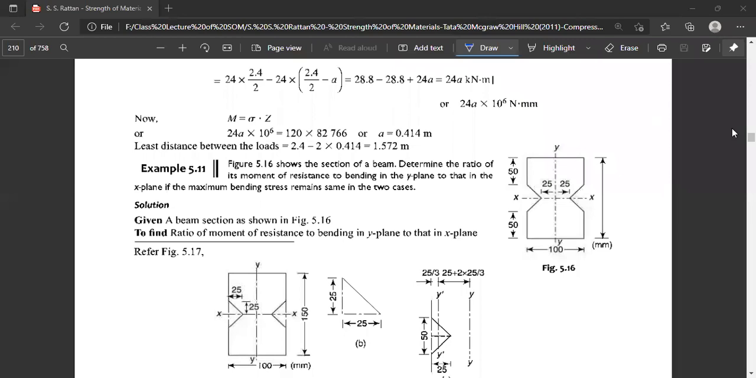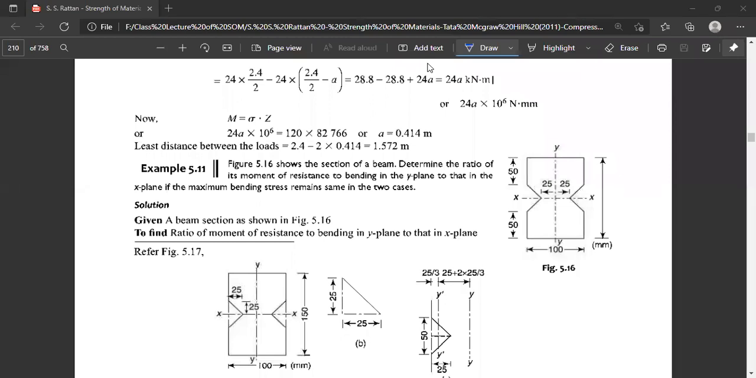Now, I have started this discussion of problem number 16, but we could not finish it. Let us finish it before going for the next problem. This figure shows the section of a beam. Determine the moment of resistance to bending in the y plane and in the x plane, if the maximum bending stress remains the same in both the sections.